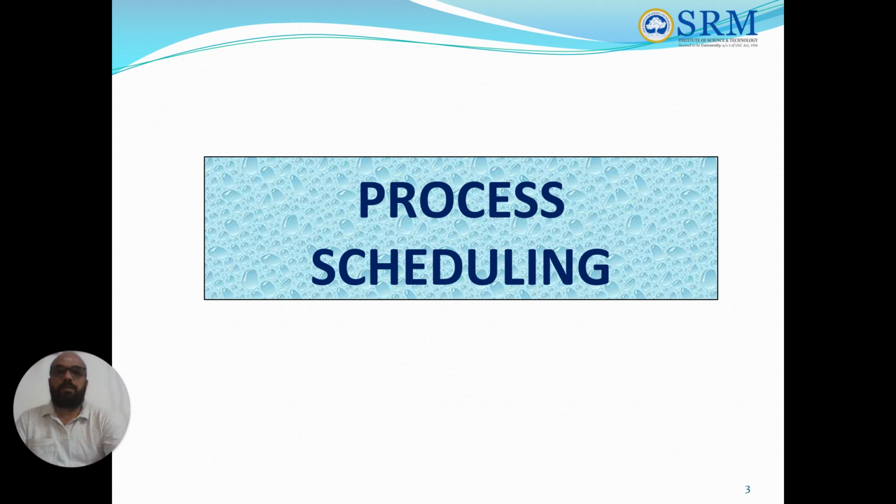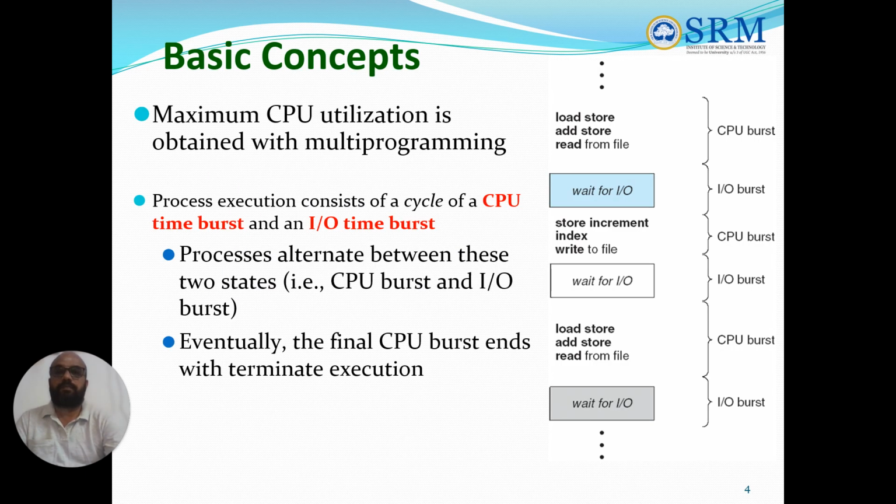So today we will discuss process scheduling. The aim of process scheduling is to maximize the CPU utilization to achieve multi-programming. So there may be a CPU burst and an IO burst. The process alternates between these two states, between the CPU burst and then the IO burst.